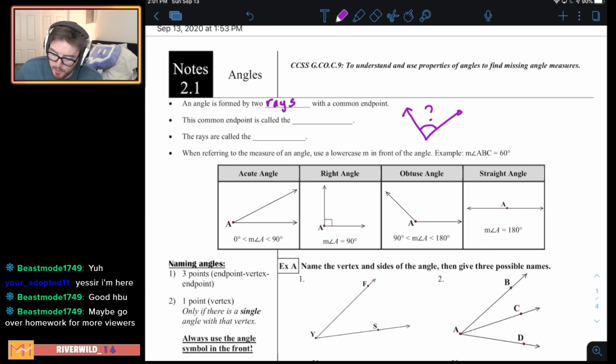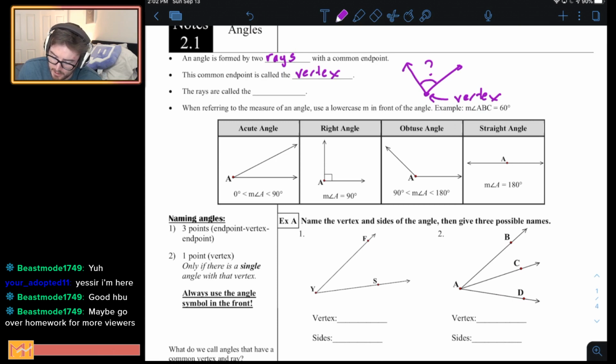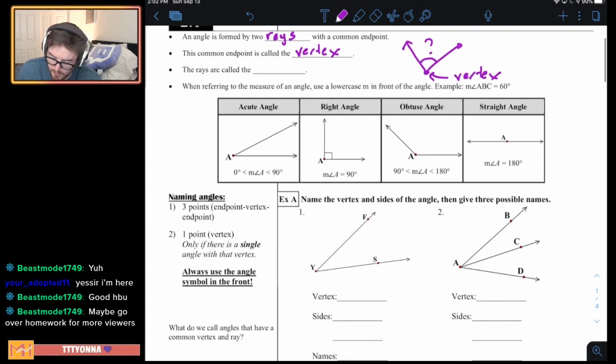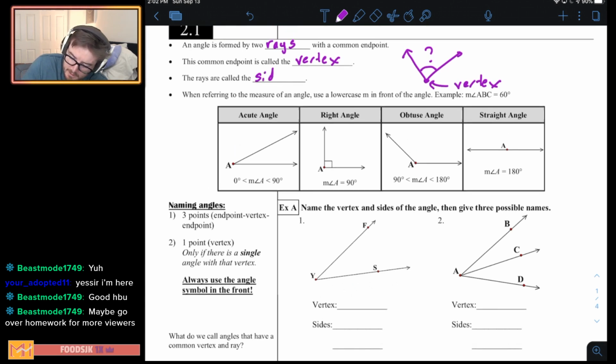The common endpoint is called the vertex. So this point right here is called the vertex of the angle. And the rays are called the arms or the legs or whatever you want to refer to them as. I'll just call them the sides. So this is a side and this is a side.